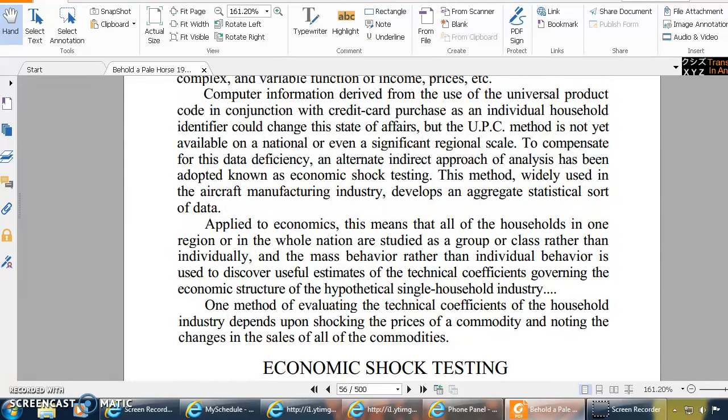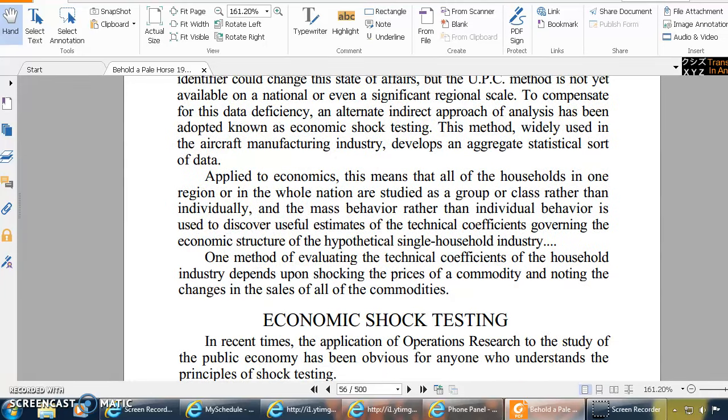Now I want y'all to think about that when they say we are the biggest consumers here as a mass, other than studying that as individuals. Now, one method of evaluating the technical coefficients of the household industry depends upon shocking the prices of a commodity and noting the changes in the sales of all the commodities.